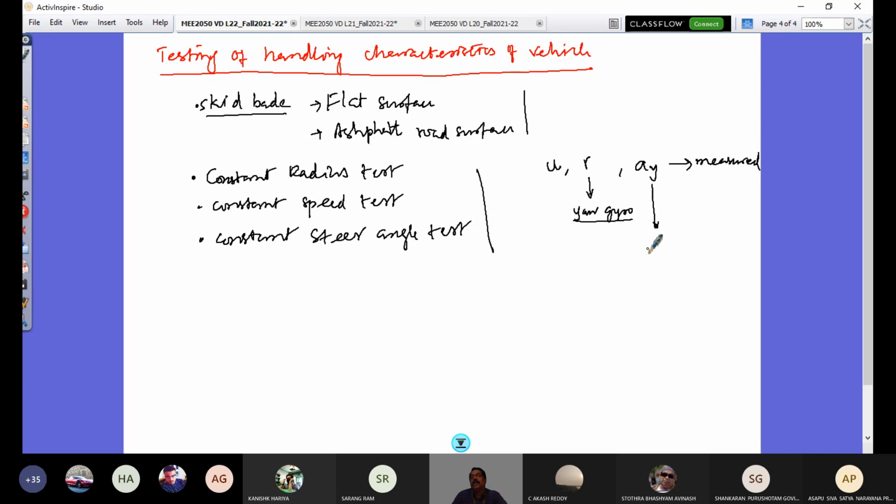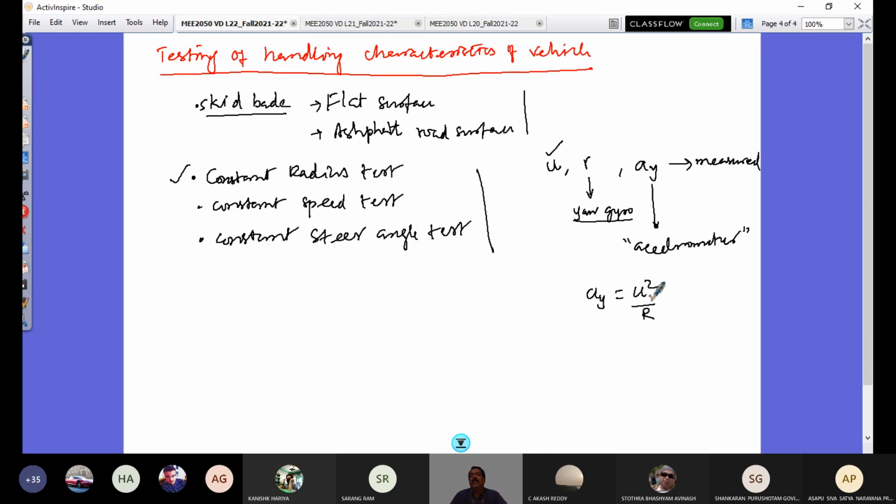And to measure AY, you have an accelerometer. This accelerometer can be installed at the CG location, and then you would be able to measure the lateral acceleration of your vehicle. And you know the relationship of AY is nothing but U squared by R. If I know forward speed and I do a constant radius test, I know what my lateral acceleration is. So if I measure only forward speed during a constant radius test, I would know my AY, right?